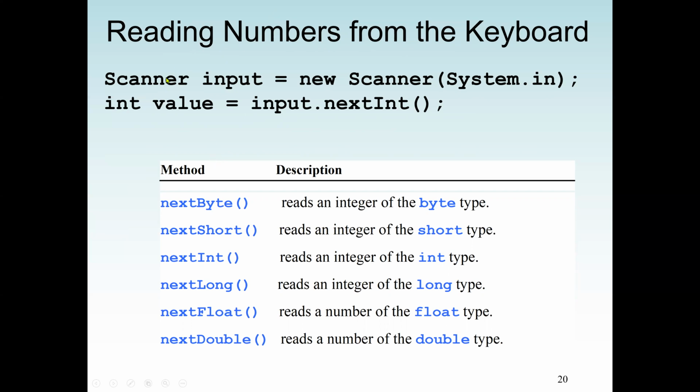Now with the Scanner class, after we get the input, here we use our data type double, so we use nextDouble. Also, if the data type is byte, we can use nextByte or nextShort, or if it's int, we can use nextInt, or nextLong, or nextFloat, and also nextDouble.